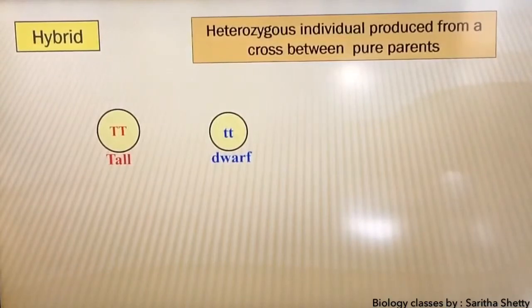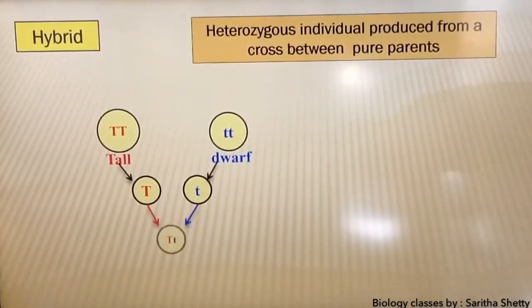So definitely when they are producing gametes, the tall plant would produce capital T and the dwarf plant would produce small t. When these two gametes come together, they would produce a product which is capital T, small t, which is called a hybrid, and this hybrid is heterozygous. Observe, it's got capital T and small t, this hybrid, which is a heterozygous tall individual. Such a plant is going to be tall, but its genotype is going to be capital T, small t.